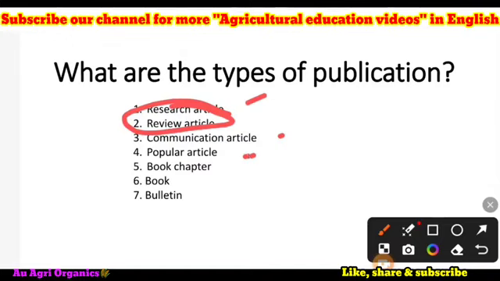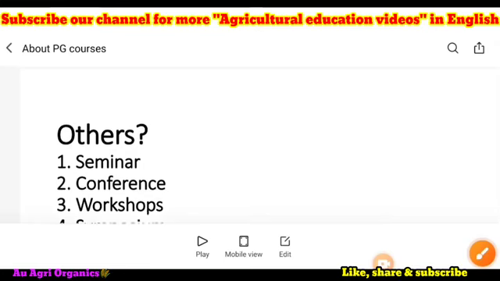Next is popular article. Popular article means it is for farmers. Many popular article publishing magazines are there. It will be published in magazines, even in local languages also. Next is book chapter. A book chapter is in an edited book published by someone, and you contribute only one chapter to it. Next, you can also publish a book. Next are bulletins and leaflets, which you may have done in extension during your UG courses.